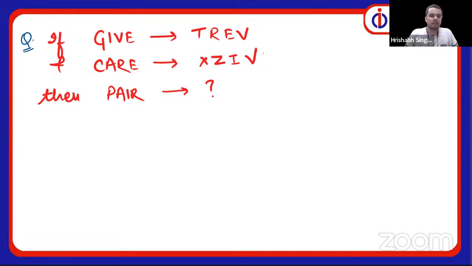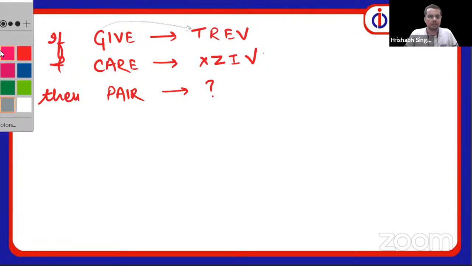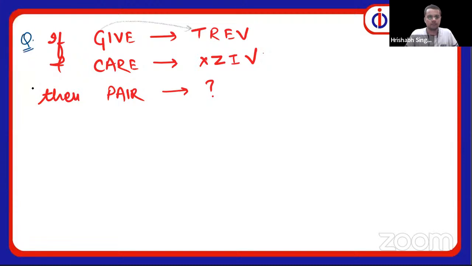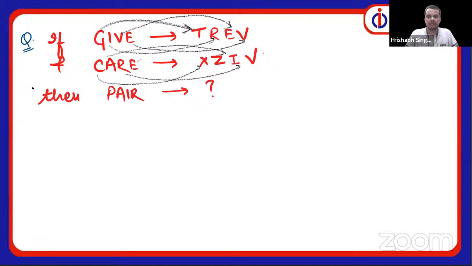लेट्स टेक पेंसिल. यहाँ क्या हो रहा है. सो जी एंड टी, कलर चेंज कर लो. G and T are reverse of each other. I and R are reverse of each other. B and E are reverse. E and V are reverse. Similarly, C and X are reverse. A and Z are reverse. R and I are reverse. E and V are reverse. Why I'm telling you this?